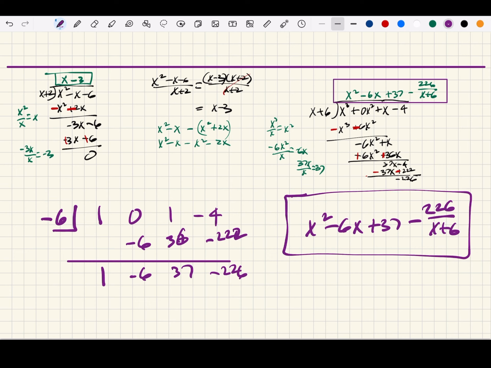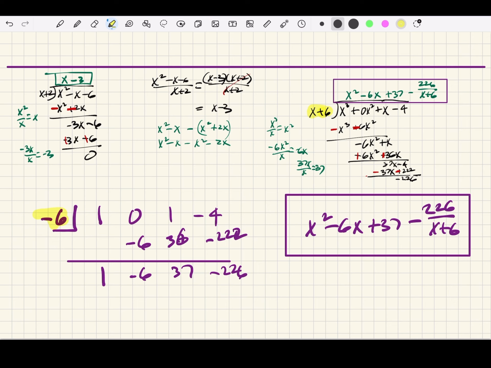So that was a lot quicker. And you can do that when you have a linear divisor like that. Where did the negative 6 come from instead of positive 6? This one here. If x plus 6 was a factor, then negative 6 would be a root, right? Because minus 6 plus 6 would be 0. So whatever makes that thing 0, in other words, the opposite of what you got there. If it was x minus 6, you put 6.